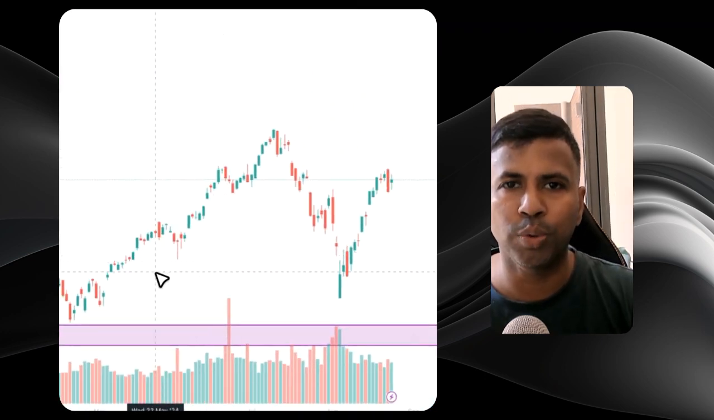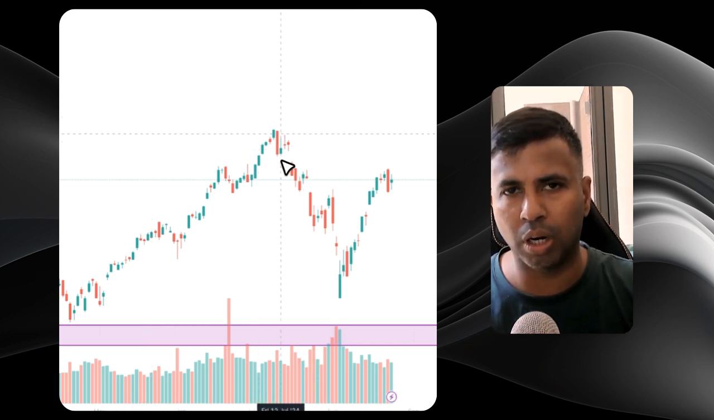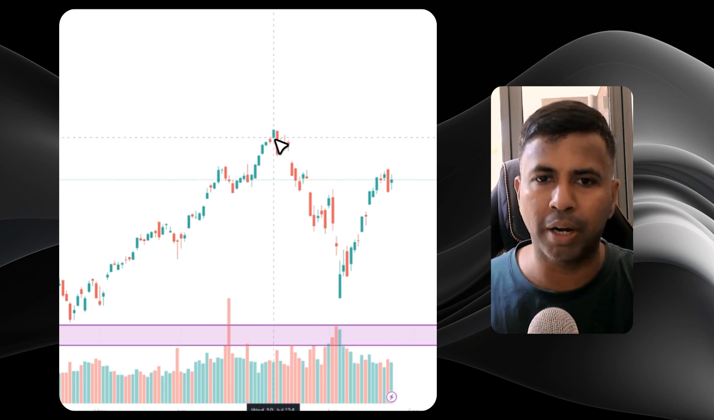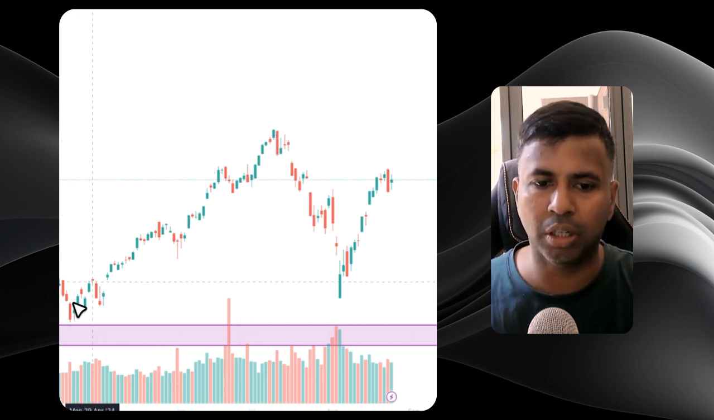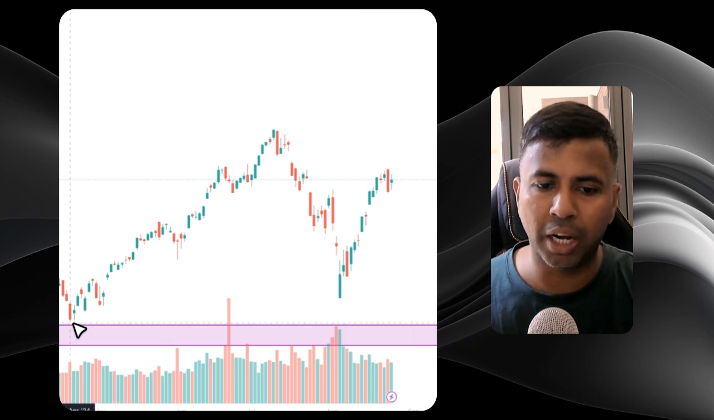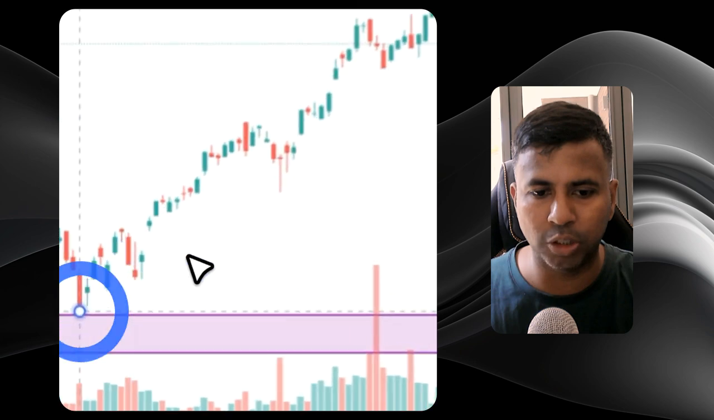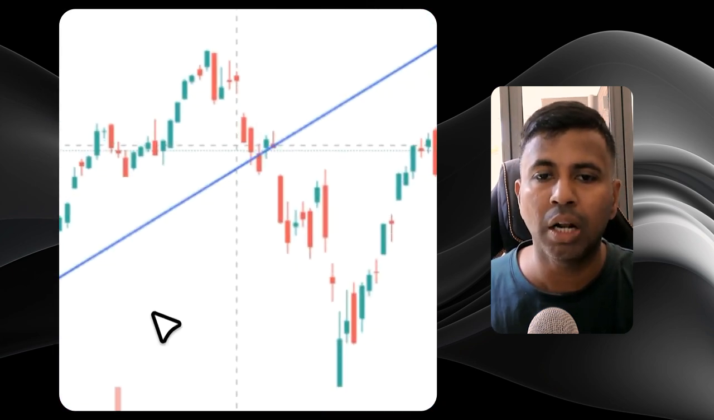Now I'll show you visually how we draw an uptrend line as well as a downtrend line. So here for the uptrend lines, we can see that the stock has been moving in an uptrend in this phase. So we can pick any 2 significant lows and connect those 2 points. So I'll pick this one and this one, and we have a trend line here.